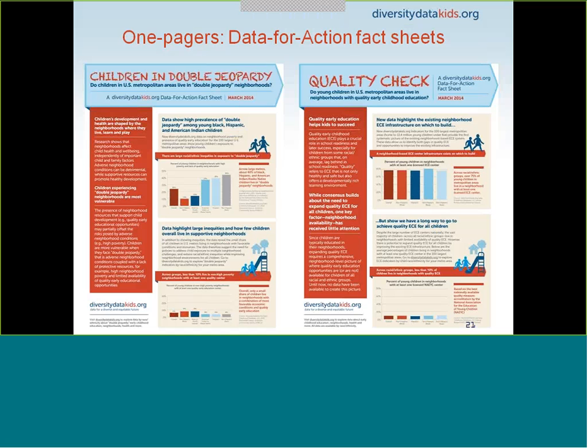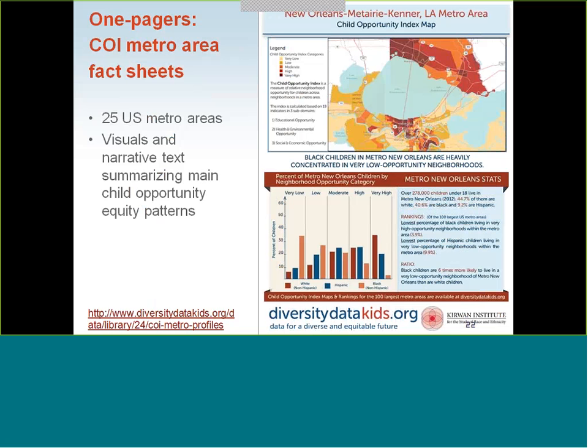So you can see here on the left, we've done a deep dive into children in double jeopardy, and we're really looking at, do children in U.S. metropolitan areas live in double jeopardy neighborhoods? And we have various types of information about vulnerability and neighborhood types, and we look, for example, on this one, we see that data shows a high prevalence of double jeopardy, particularly among young Black, Hispanic, and American Indian children. We also have one-pagers on our Child Opportunity Index, and we'll be focusing deeply on that in just a few minutes. And these 25 fact sheets were developed for 25 of the metro areas, looking at visuals and narrative text that really summarize the main child opportunity equity patterns that we see in these particular metro areas.